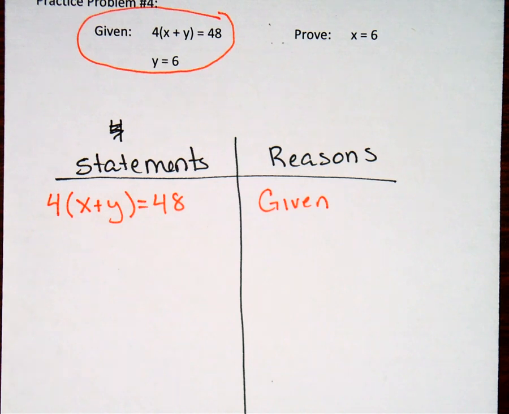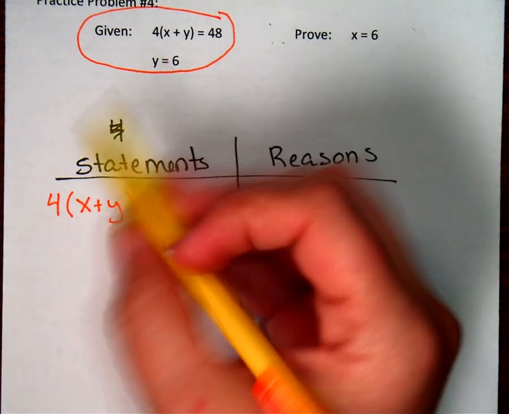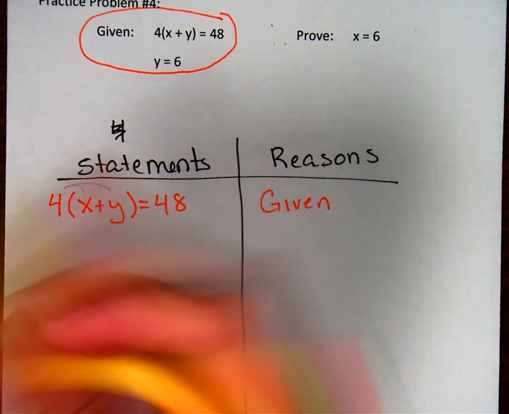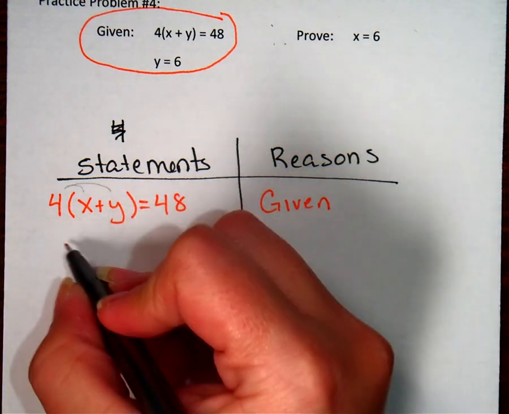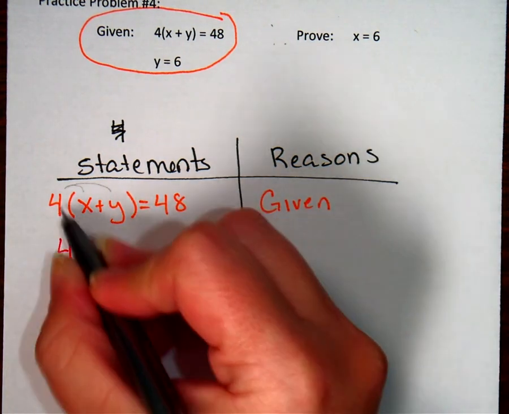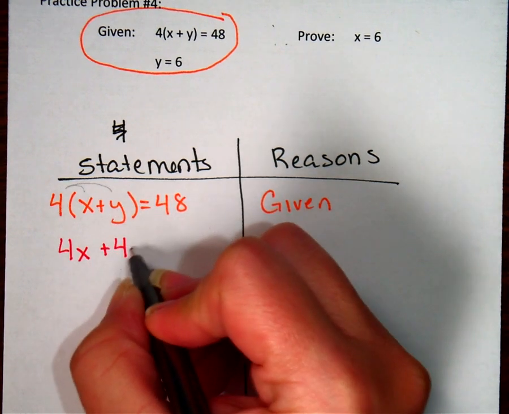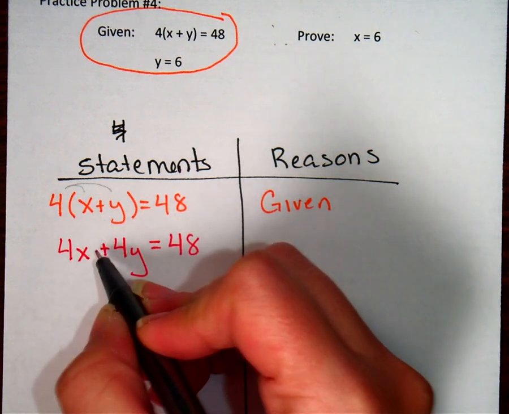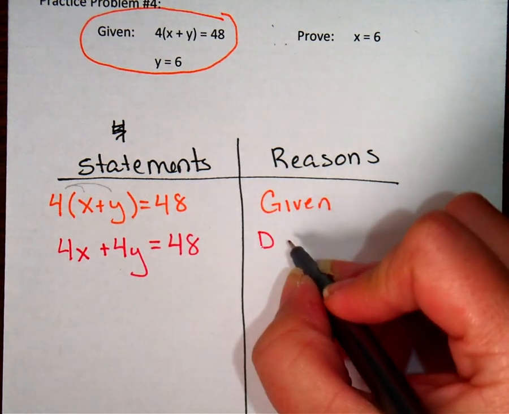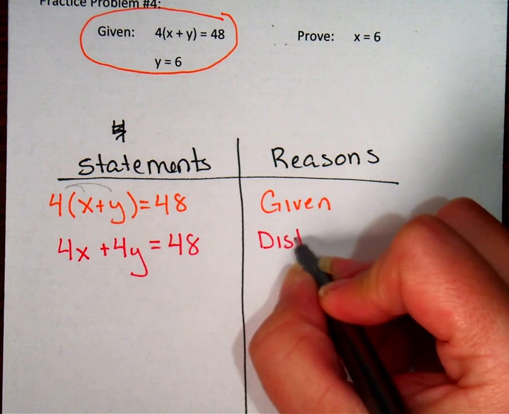So we could do it either way. I could distribute now and then put in my y equals 6 later, or I could put the y equals 6 in now and then go from there. I'm going to go ahead and distribute now. So I'm going to multiply the 4 times the x and the 4 times the y. So that's going to give me 4x plus 4y equals 48. And again, what did I do to get from here to here? I used my distributive property of equality.